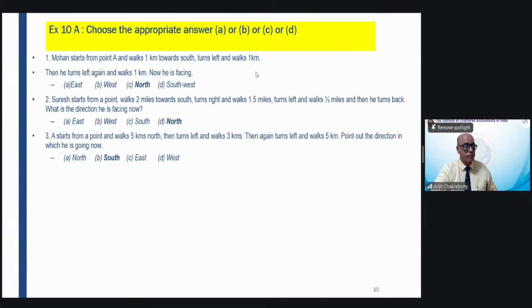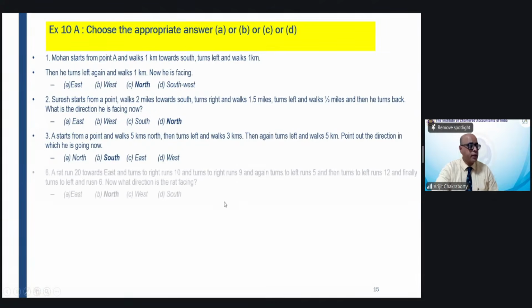Right, Priyanka also, very good. Next one, we will take slowly from easy to difficult ones.